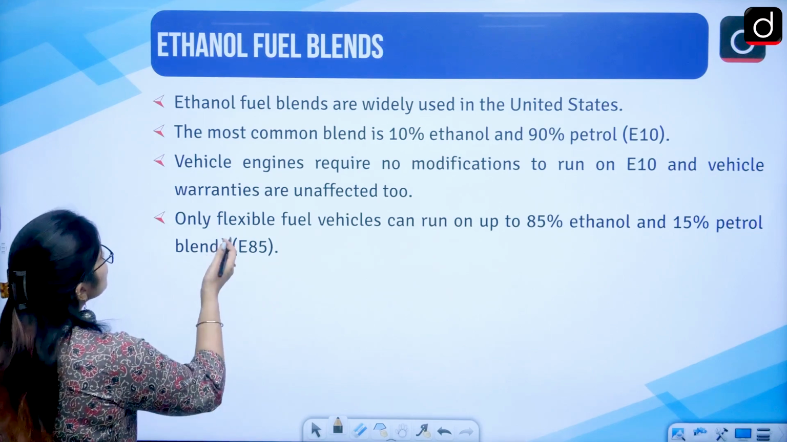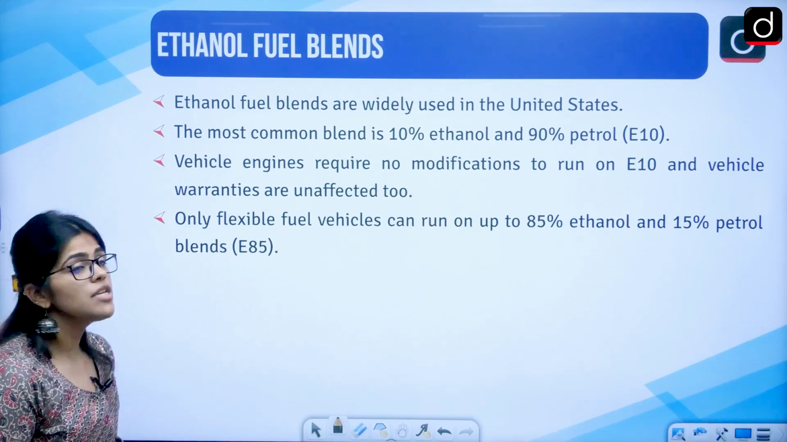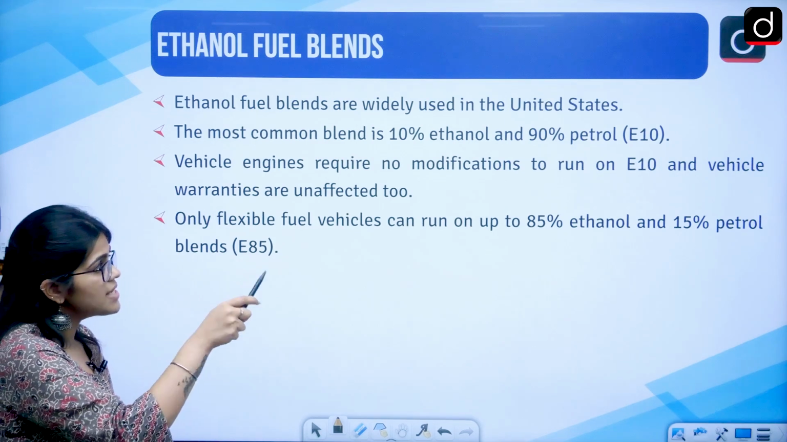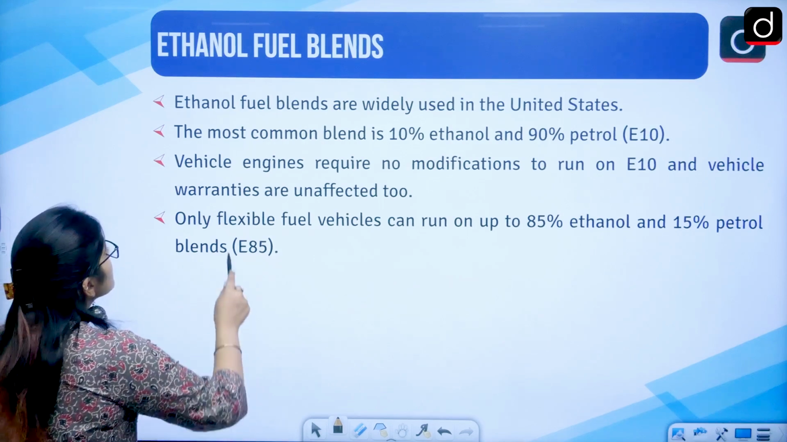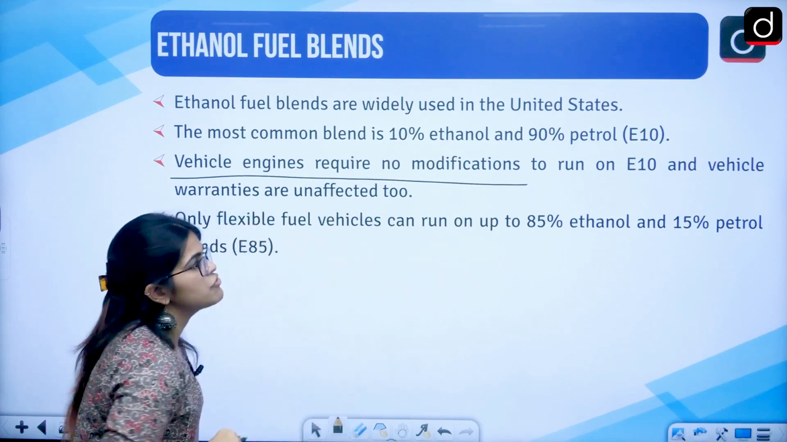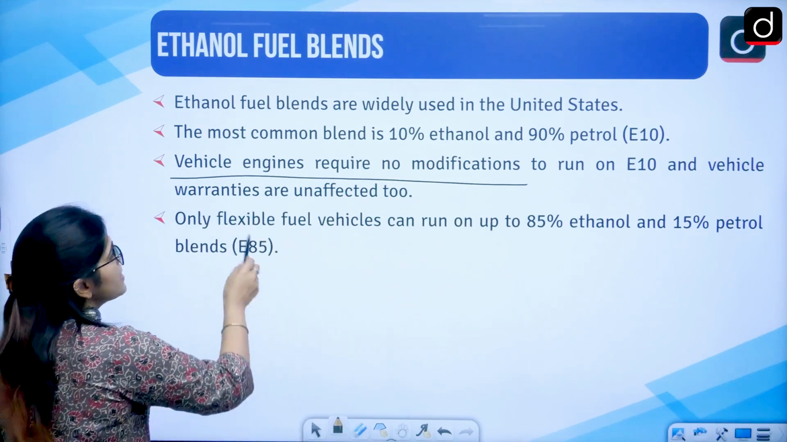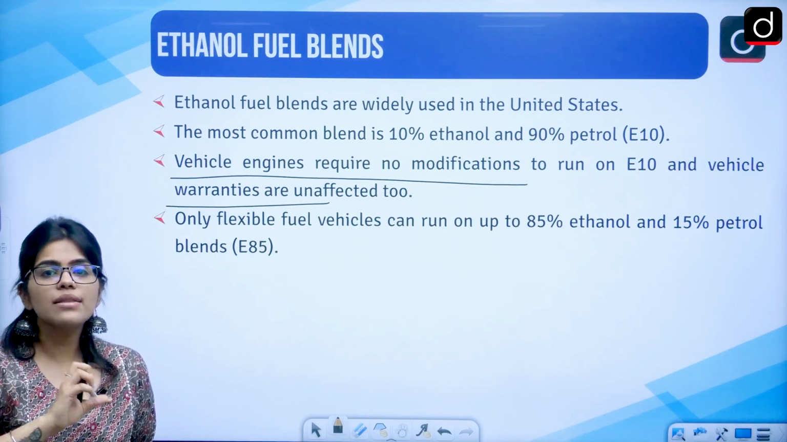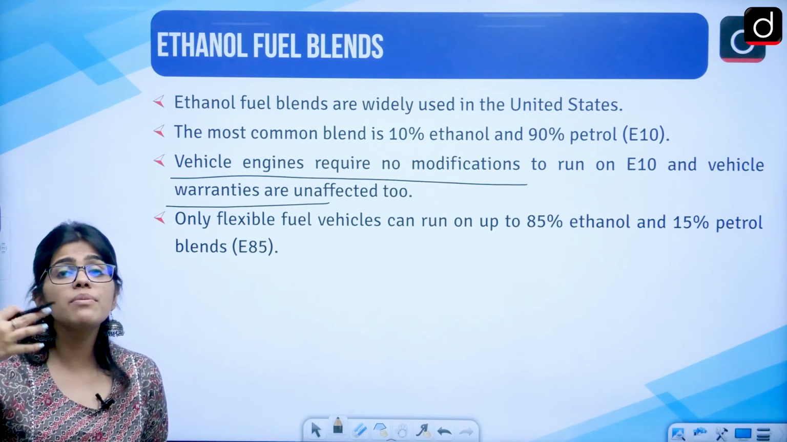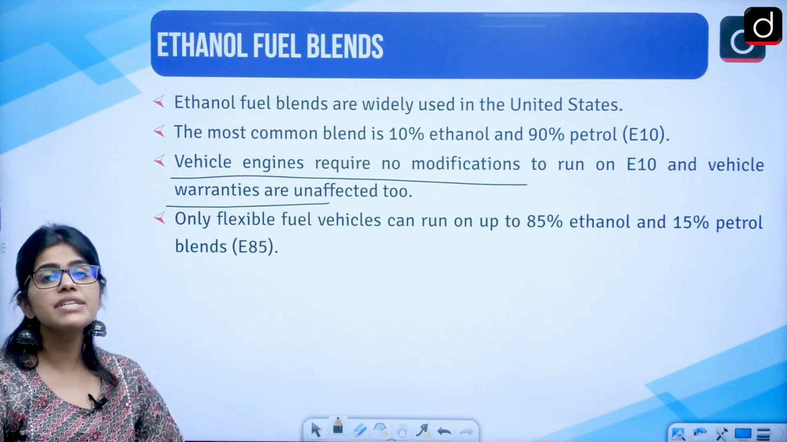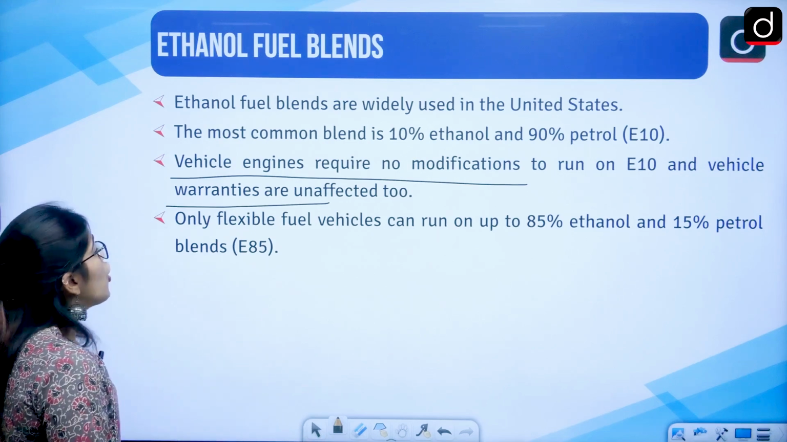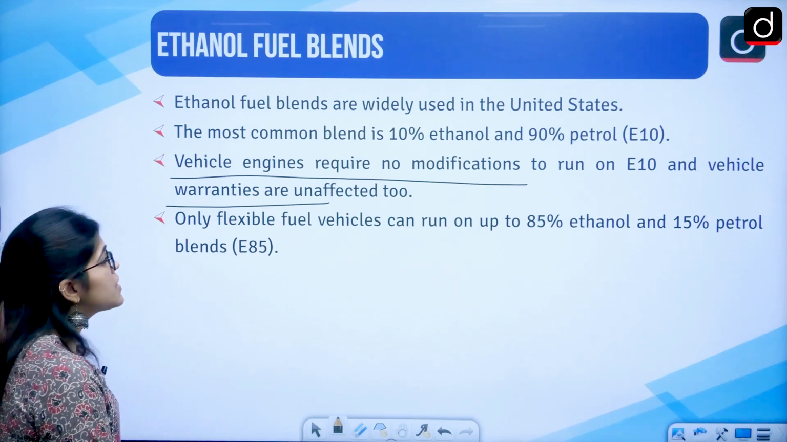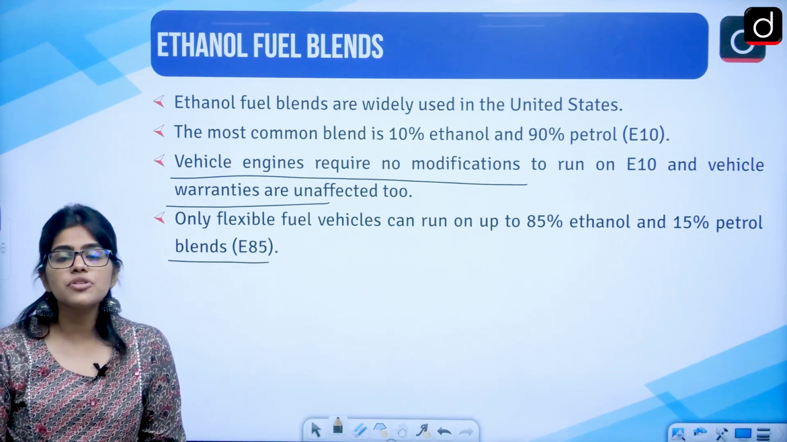Then let us read something more about ethanol blending, some facts that can be asked in the paper and have been asked. Ethanol fuel blends are widely used in the United States. The most common blend is 10% ethanol and 90% petrol, that is E10. Vehicle engines require no modifications to run on E10 and vehicle warranties are unaffected too. But of course, more and more efficient vehicles need to be there if we start mixing more and more ethanol. Only flexible fuel vehicles can run up to 85% ethanol and 15% petrol blends. So this was a question that was also asked.